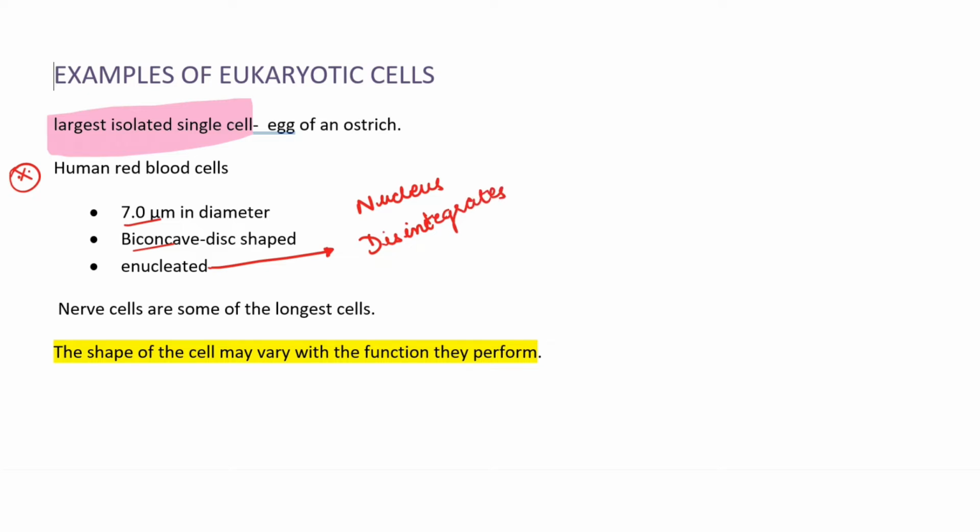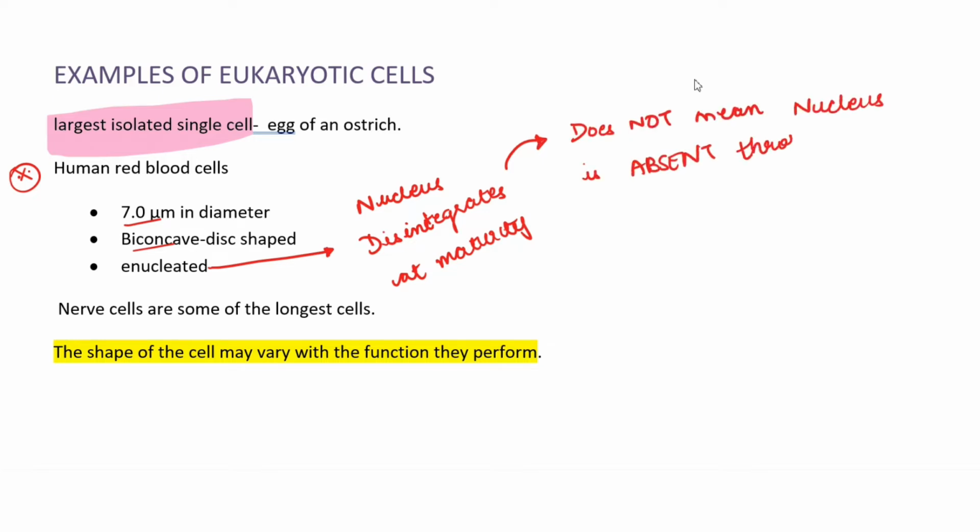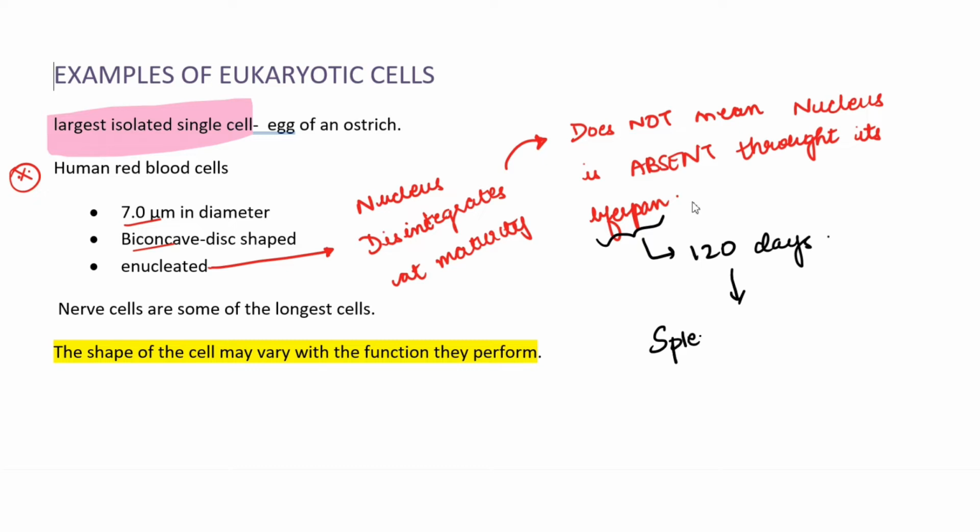It's enucleated. What does this mean? Enucleated means the nucleus disappears, disintegrates at maturity. So this does not mean that nucleus is absent throughout its lifespan. No, that is not the meaning. That is anucleate. Here it is enucleated. Enucleated means at maturity the nucleus disappears. So talking about the lifespan of RBC, it's 120 days. And where does it get destroyed? It gets destroyed in spleen. Spleen, that organ, is commonly called as the graveyard of RBC.